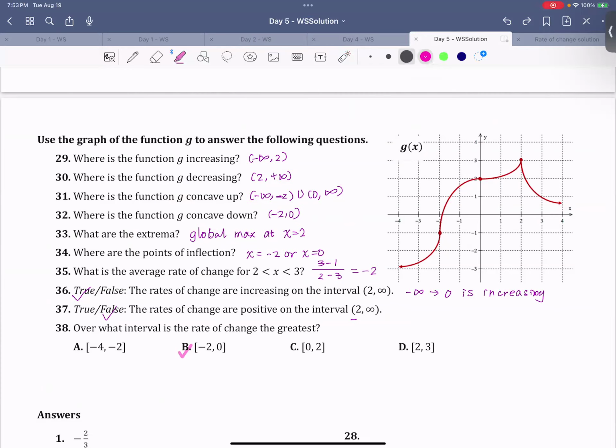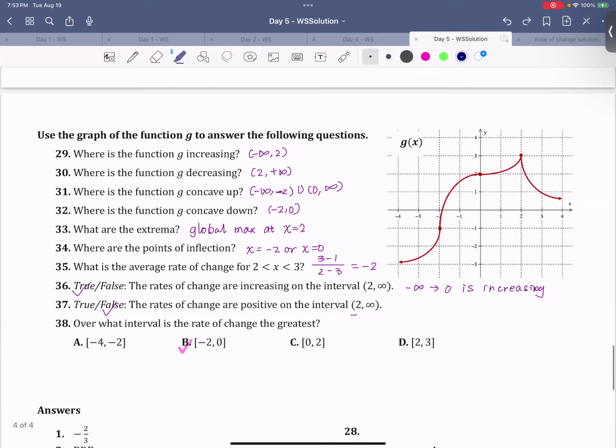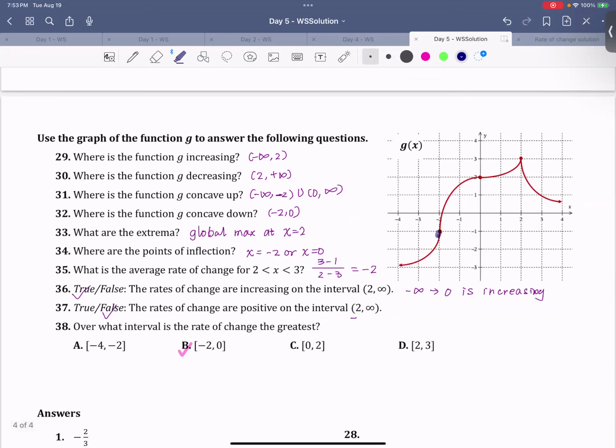I say this one more time. The place where the concavity changes is right here. The place where the concavity changes is the inflection point. This guy here, up. This guy here, down. So that point is called the point of inflection.